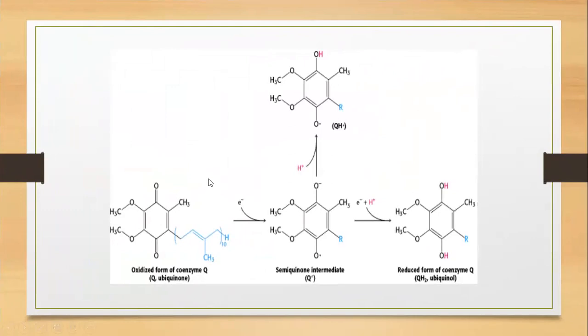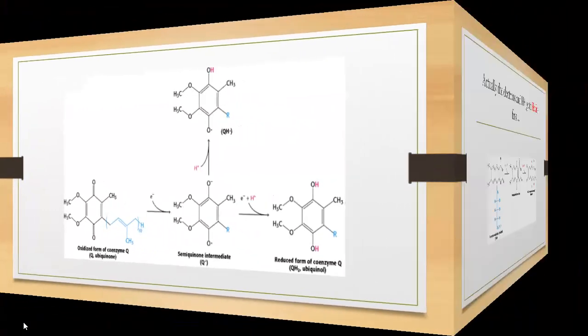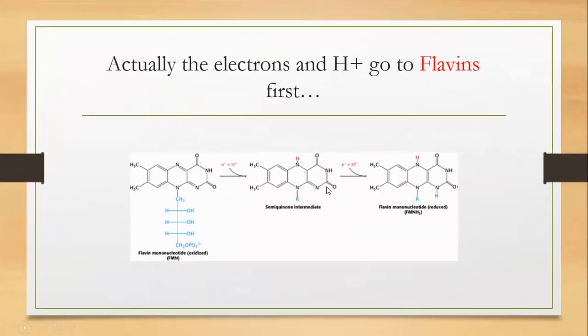Okay, so this is the process. It absorbs electron, tapos nagbabago yung structure ng ubiquinone. Pero bago dumiretso yung electron sa ubiquinone, una muna pumupunta siya sa flavins. These are your flavins, no? Remember the riboflavin, vitamin B2. So these are your flavins.